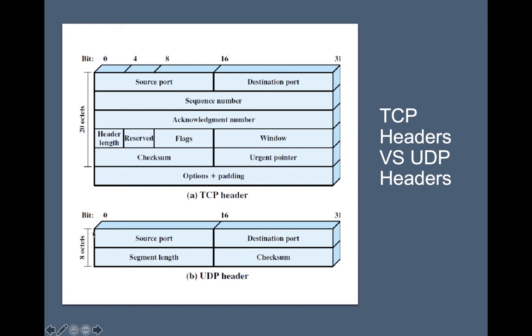On the other hand, the overhead of UDP is very simple and very small. We have only the source port, which is again 16 bits or 2 bytes, and then the destination port, which is again 2 bytes. Then we have the length of the segment, and finally there is a checksum. But this checksum is not that important.